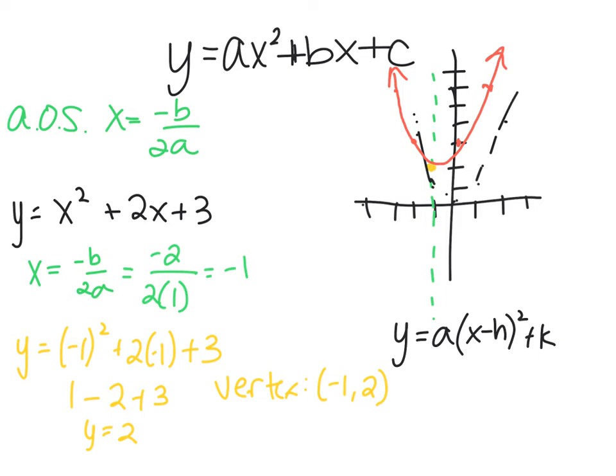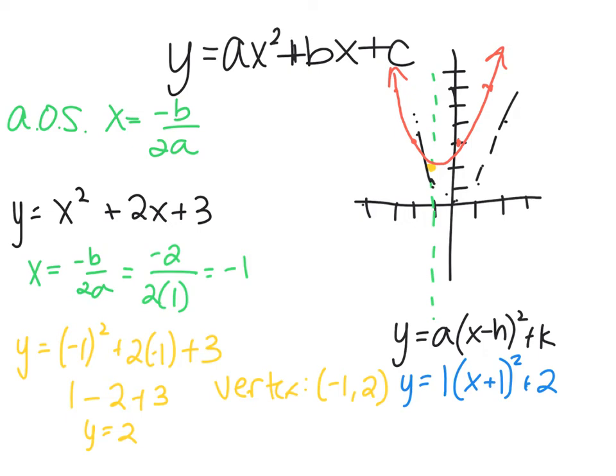Watch how that looks. Y equals my a value. What did we say our a value was? It's 1. So 1 times x minus h. Well, my h is negative 1, so minus a negative 1 would be plus 1 squared, and my y value is 2.